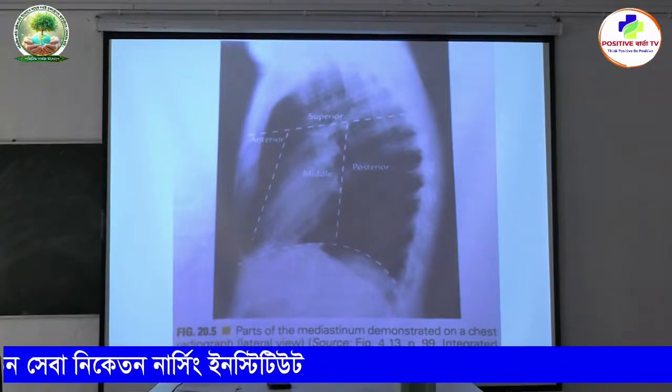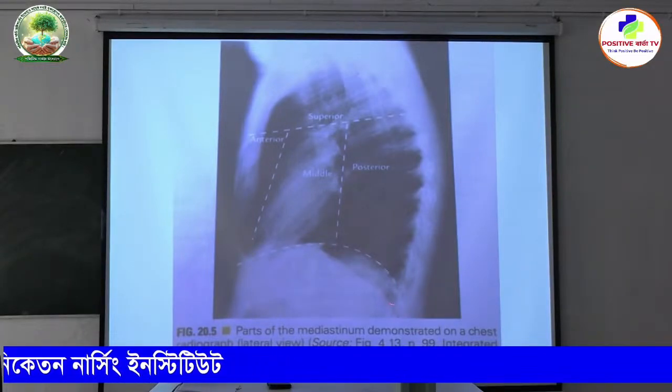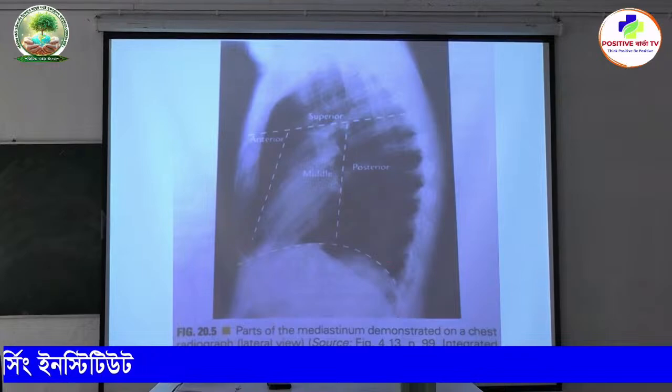Okay, so this is a lateral view X-ray. Okay, so this is transverse thoracic plane. Above it, this is superior mediastinum. Here is anterior mediastinum. This is posterior mediastinum. And you can see here the heart shadow. This is lying with the middle mediastinum. And this dome-shaped structure is the diaphragm. Okay, and this is frontal gas shadow of the stomach.